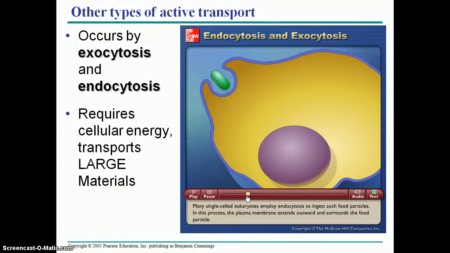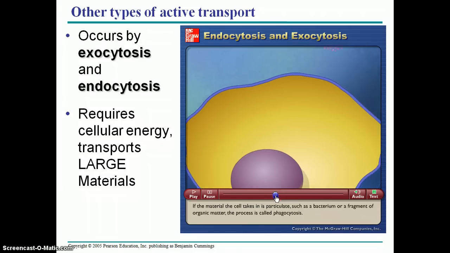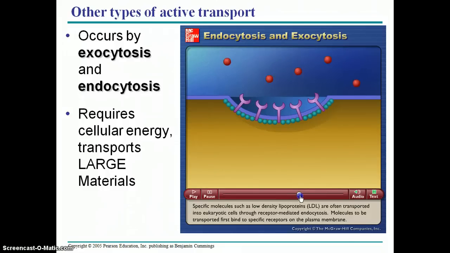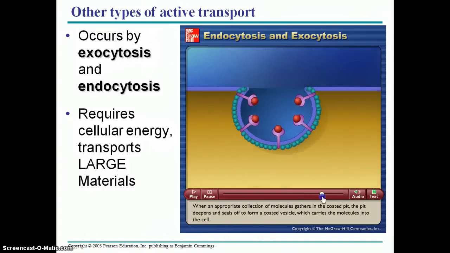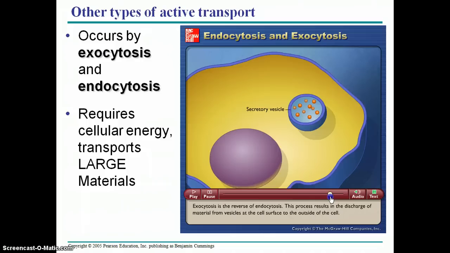So watch, this cell is basically eating a bacteria or some form of food. So we take the molecule in, or we take liquids in. Those are both endocytosis, or this here is a special kind of endocytosis where molecules bind with the protein receptors and bring it in. Or we can send things out of the cell.